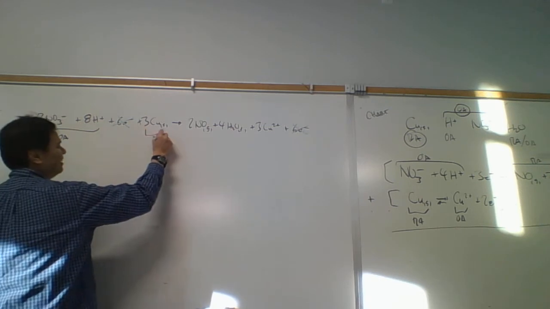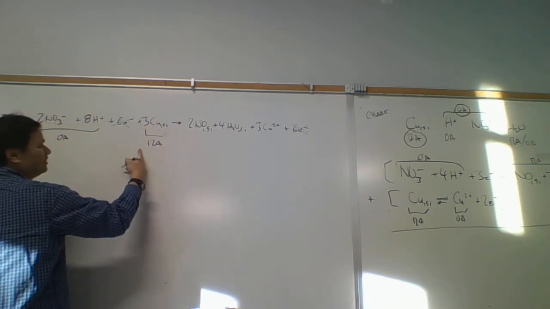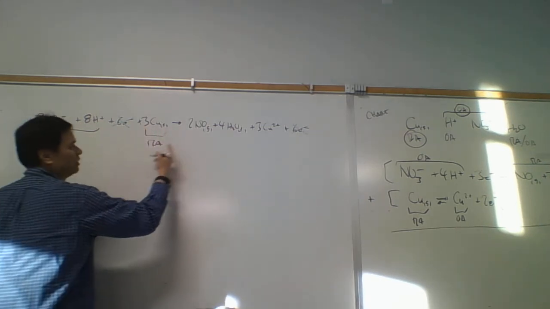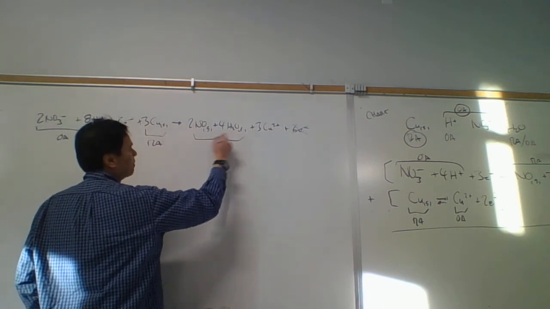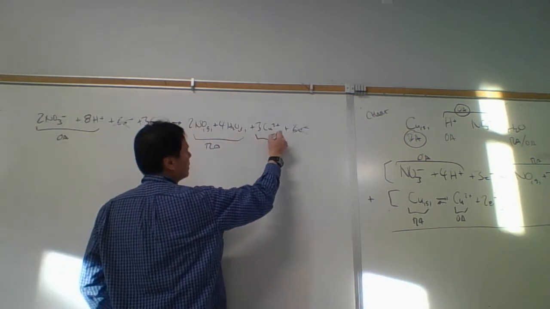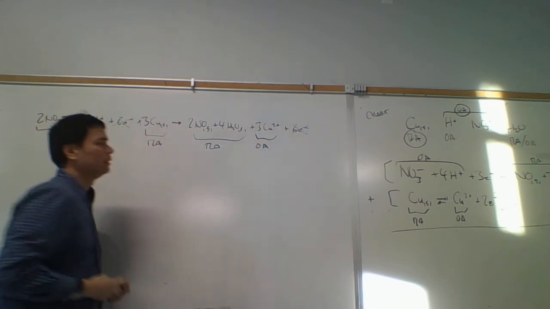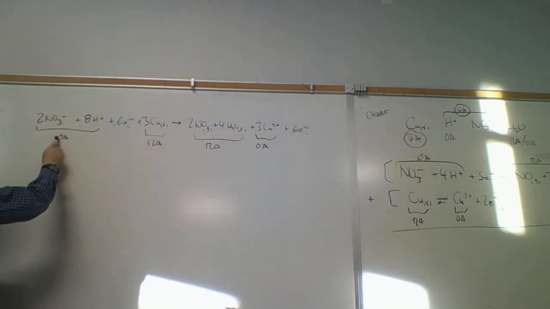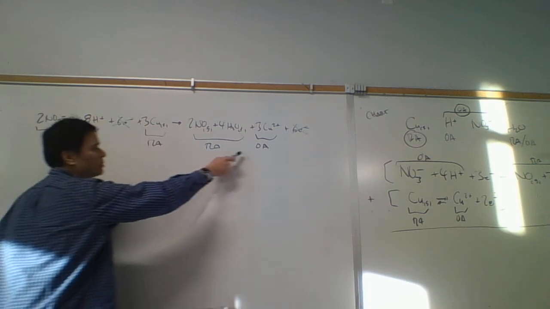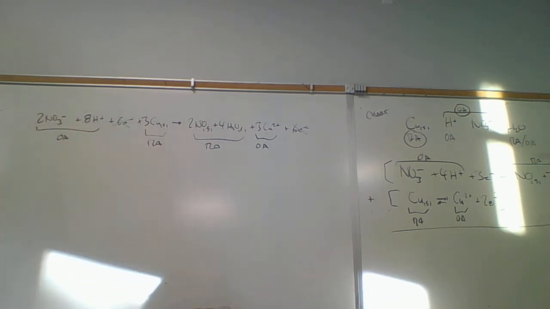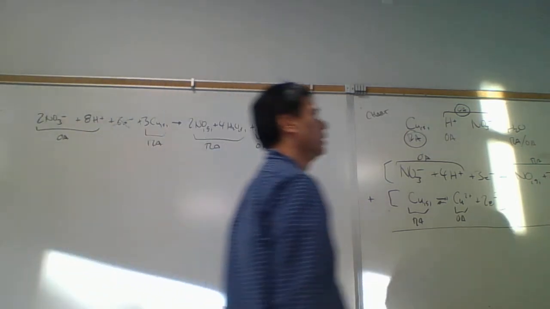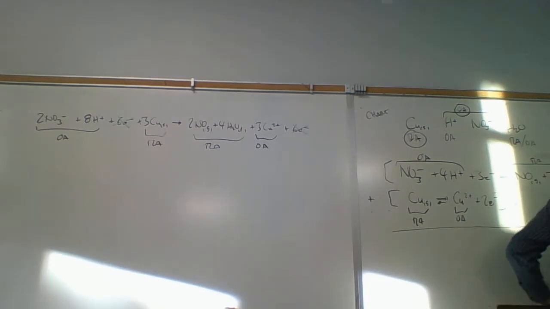The Cu metal is the reducer, NO in water, and copper 2 plus. Okay, now I'm going to compare the two oxidizing agents, nitrate and H plus versus copper 2. So let's go back to the chart. Look, which one's stronger, nitrate and H plus versus copper 2? Here's nitrate and H plus, here's copper 2. Nitrate and H plus is stronger.